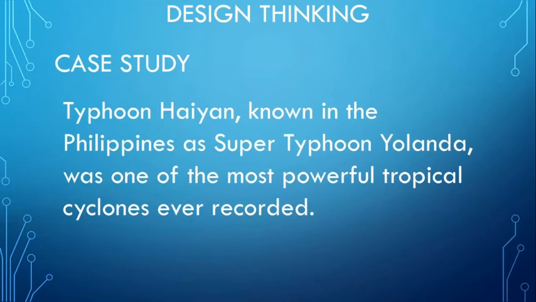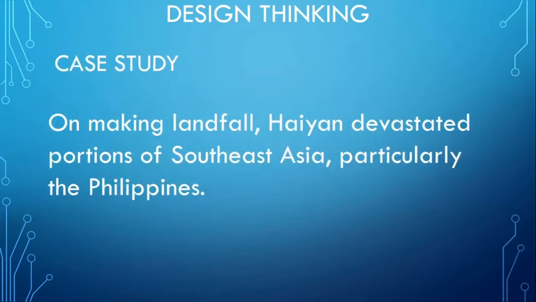Okay, now these are the things we are figuring out, and after this we have to discuss a few things, some case studies. This case study is also very important for us as designers. It is about Typhoon Haiyan, a very terrible typhoon in the Philippines area, known in the Philippines as Super Typhoon Yolanda, one of the most powerful tropical cyclones ever recorded. In the history of typhoons, this is among the worst. So what is the power of this typhoon? We'll come to know now.